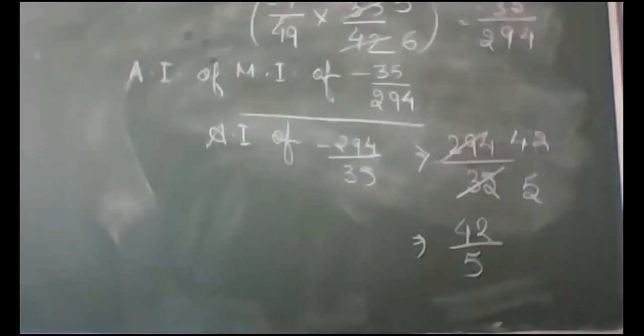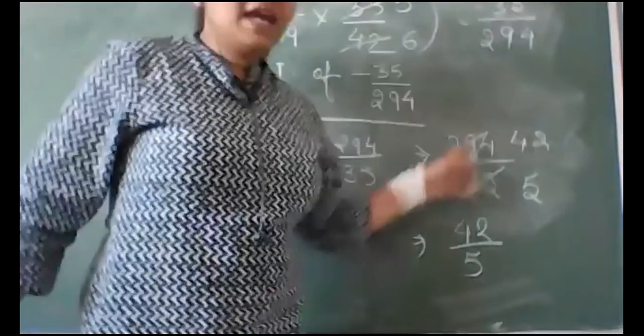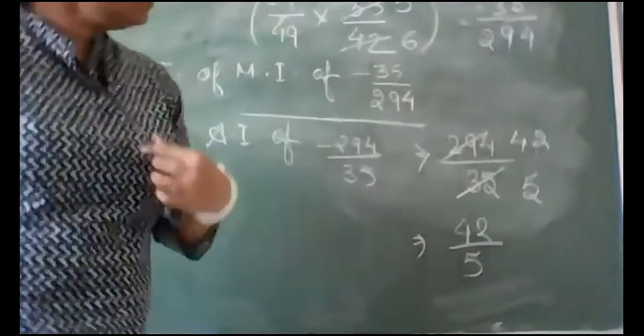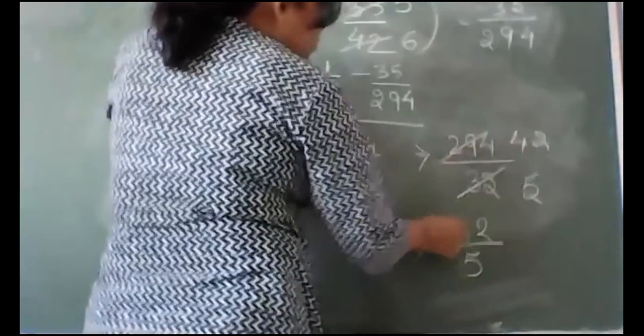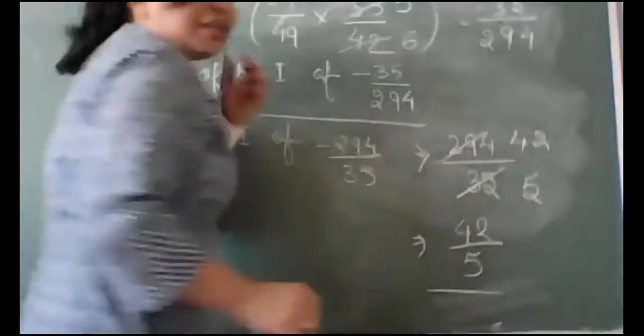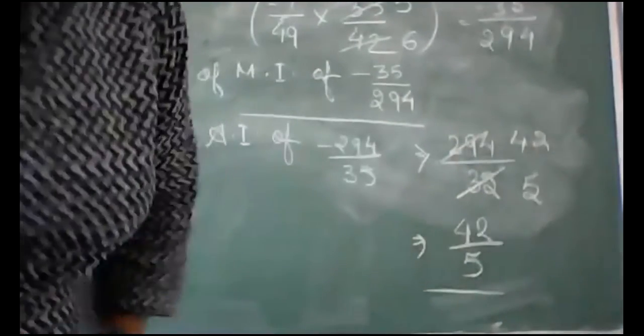Students, after solving this one, I have cancelled it by 7. When I cut it by 7, it gives you 42, and this will give you 5. So the answer will come 42 by 5 after simplifying this one.